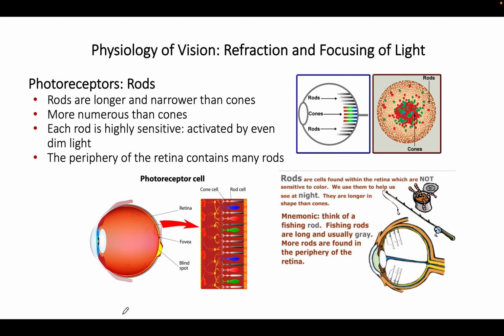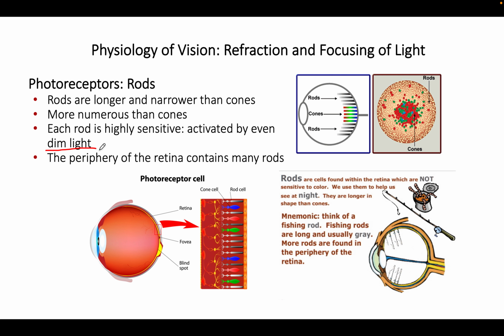Okay, but these are going to be sensitive to low light. So they're very sensitive to light. There doesn't have to be a whole lot of light to stimulate our rod. So these can be activated even in dim light or low light conditions, like at dusk or something like that. Okay, in the dark.